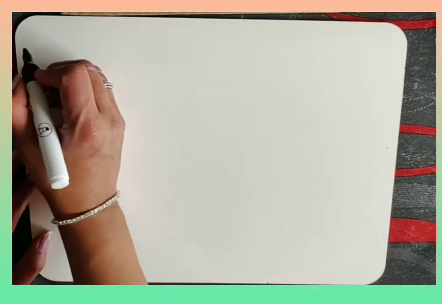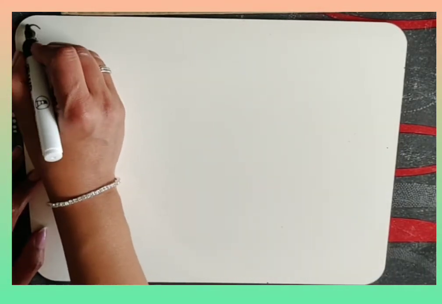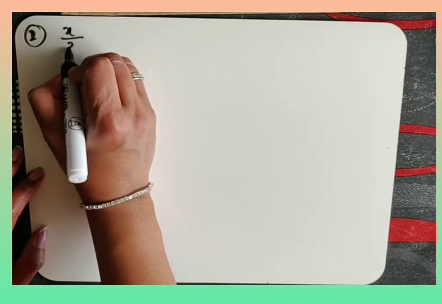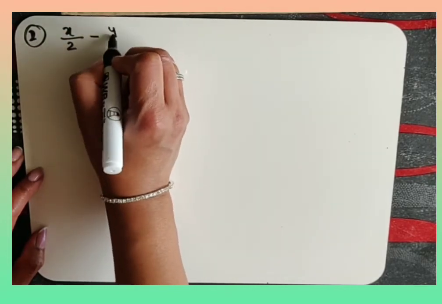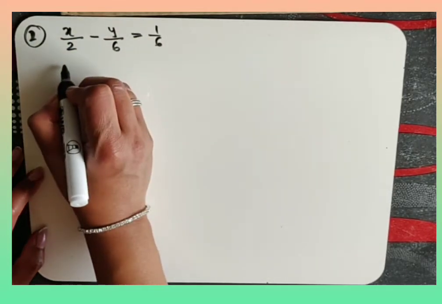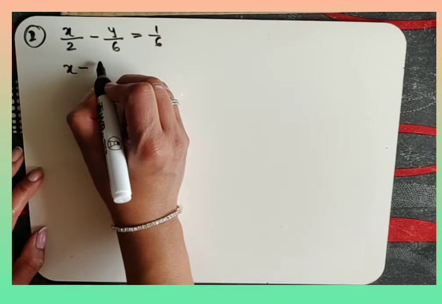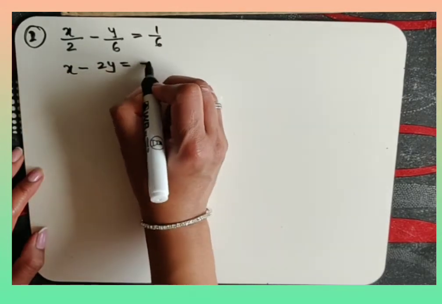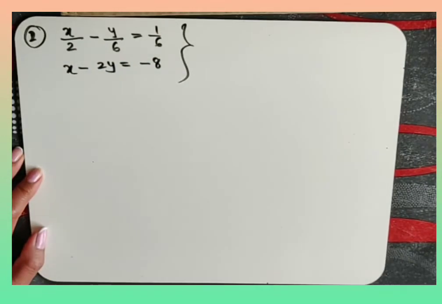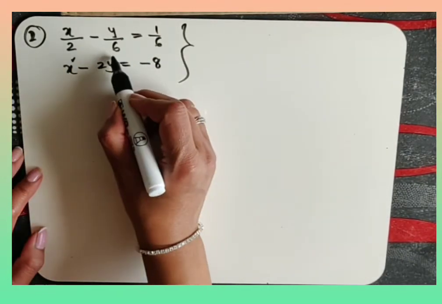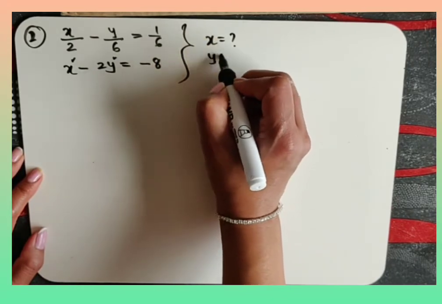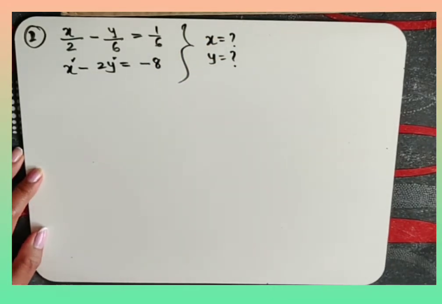Now I'm going to do this question here. x over 2 minus y over 6 equal to 1 over 6, and the second equation is x minus 2y equal to minus 8. Solve this simultaneous equation with two variables x and y. So we need to find x equal to what value, and y equal to what.